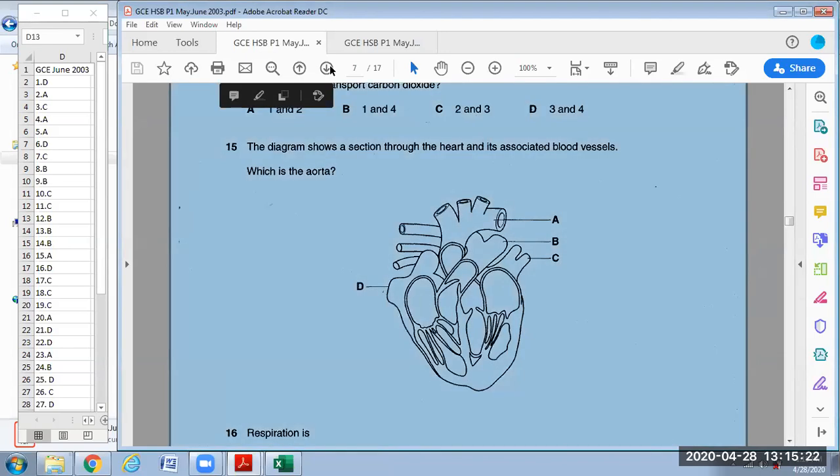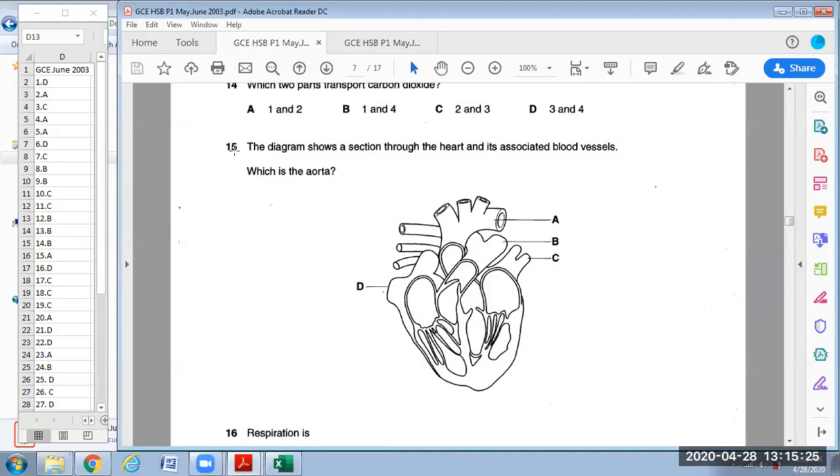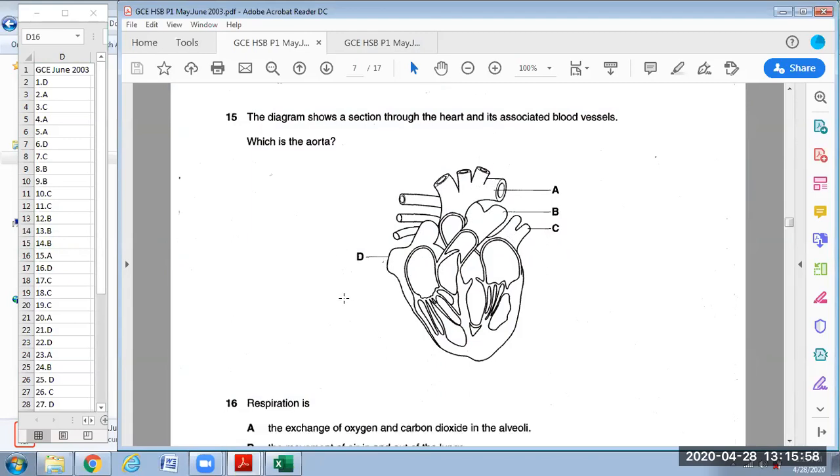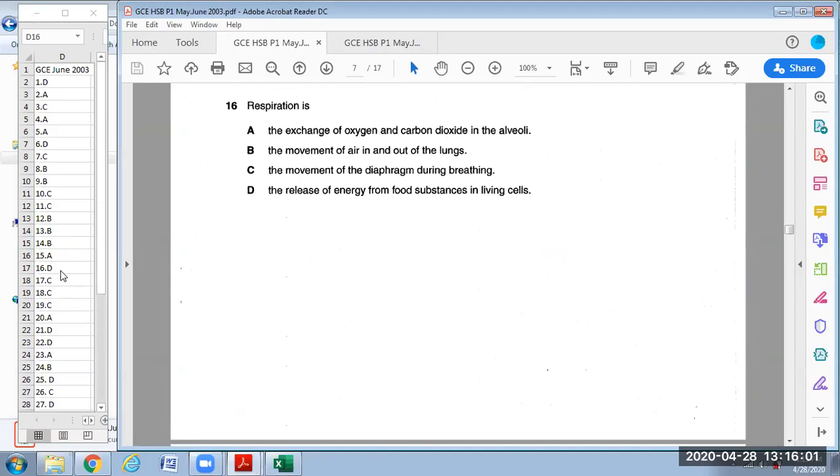Number 15. The diagram shows a section through the heart and its associated blood vessels. The answer would be B. Number 15 is A, aorta. Miss, I'm not reading your answers. I read the answers that I had put. I know that. And B is the pulmonary artery. C is the pulmonary vein. D is the vena cava. All right? Don't let the heart confuse you all.